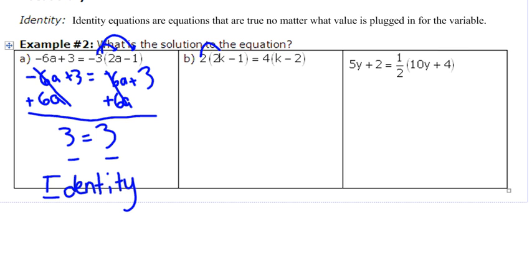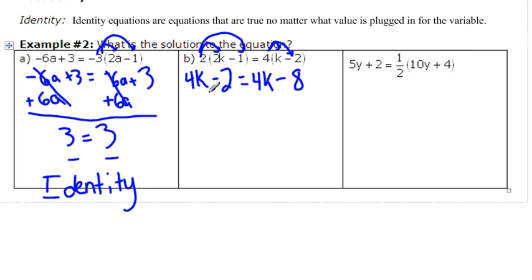Here I'm going to distribute the 2 because I've got parentheses. So 2 times 2k is 4k. 2 times negative 1 is negative 2. On the other side, I'm distributing the 4. So 4 times k is 4k, and 4 times negative 2 is negative 8.